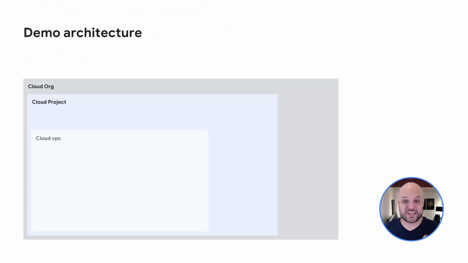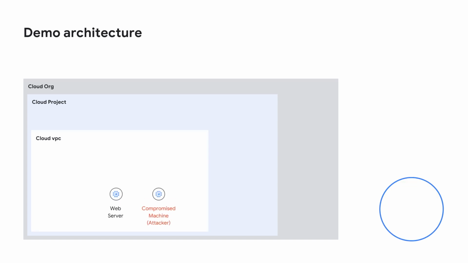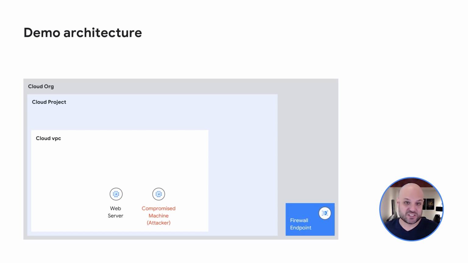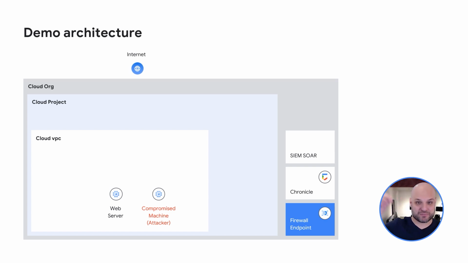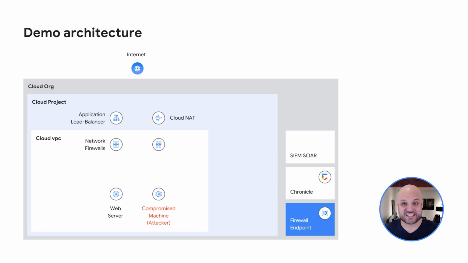It's built over three main components. One, a Google Cloud project with two virtual machines, a web server VM and a compromised VM. Two, one cloud firewall endpoint with IPS configuration. And three, security operation tools, including Chronicle, SIEM, and so on. The web server is accessible internally and from the internet using an application load balancer and Cloud NAT. The compromised VM will attack the web server from both the internet and from the internal network. This will demonstrate Cloud NGFW capability to protect against north-south and east-west traffic.